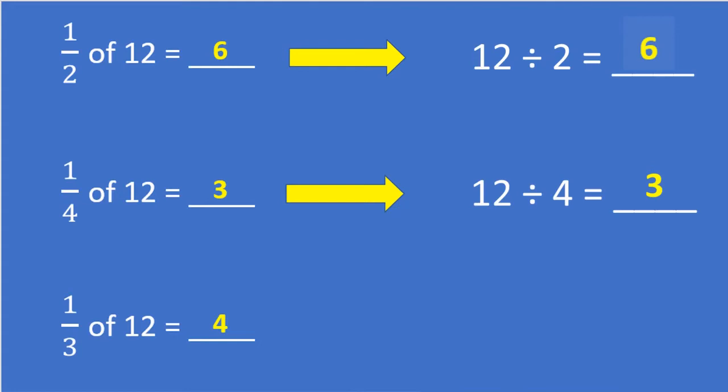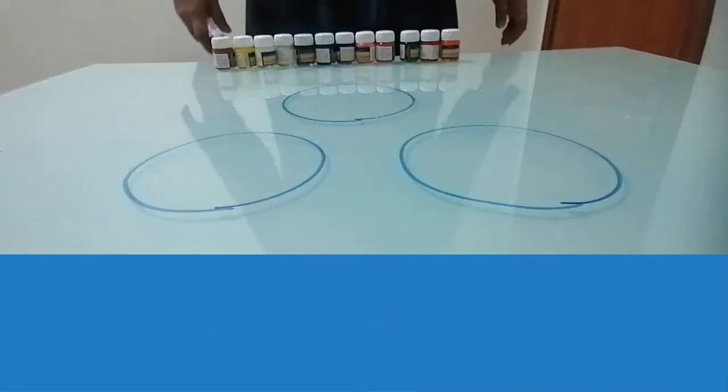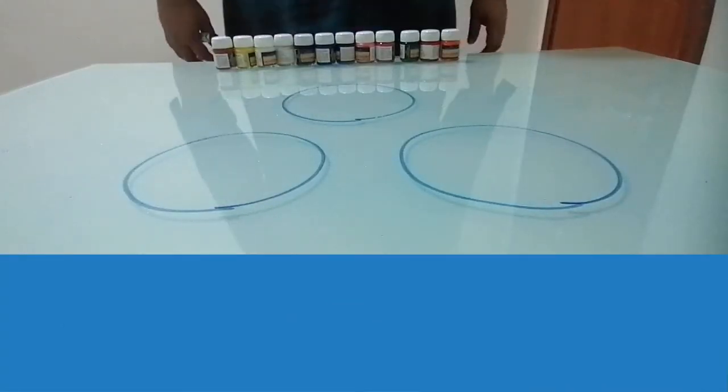Now let's take a look at the third number sentence. We had 1/3 of 12 is equal to 4. So let's rewrite the sentence. 12 divided by 3 is equal to 4. Now can you see the link between fractions and knowing multiplication and division facts? Now I have another question for you.